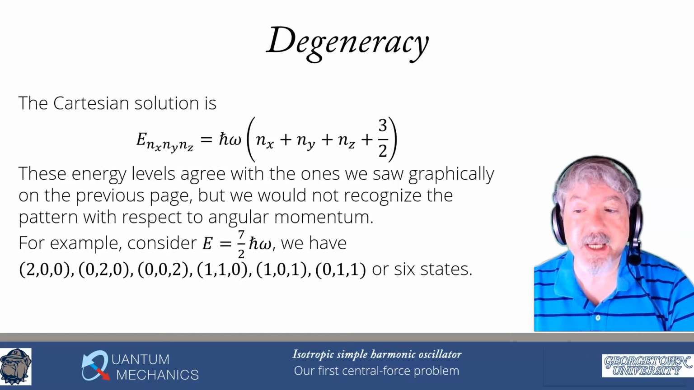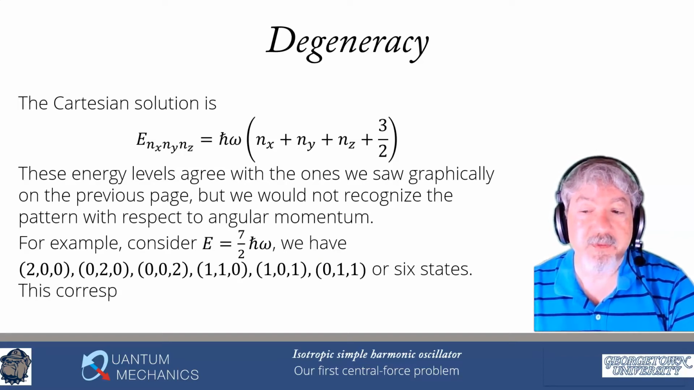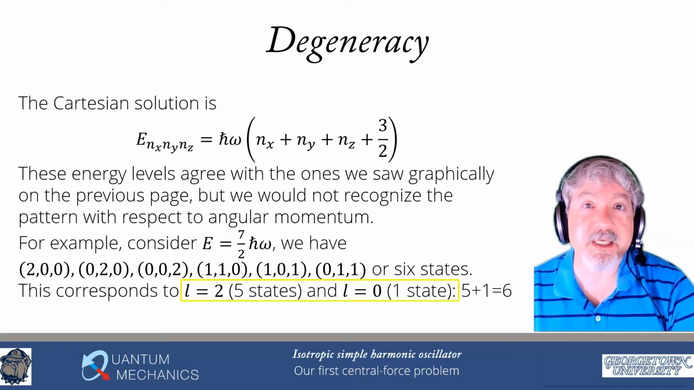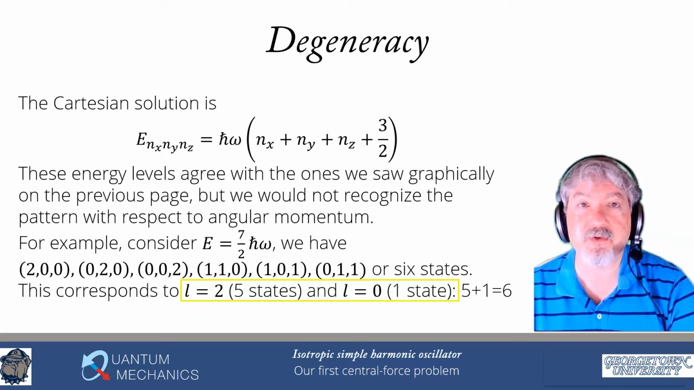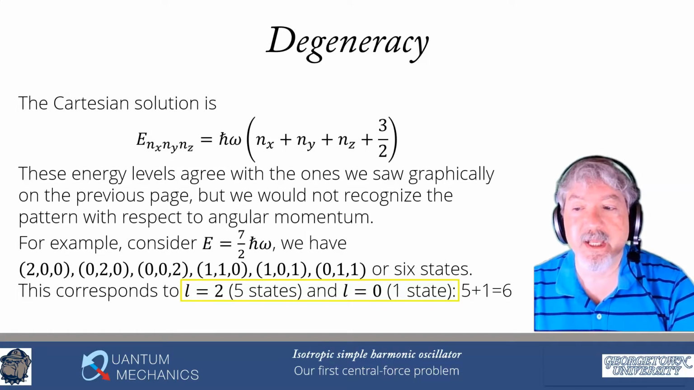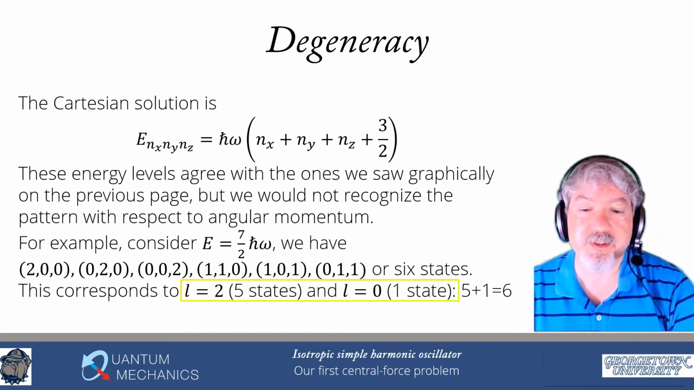If I look at it instead in terms of angular momentum, there also had better be 6 different ways of doing that. And indeed there are. This corresponds to the case with L equals 2 and the case with L equals 0. L equals 2 has 2L plus 1 states. Those are the different M states that are degenerate. And 2L plus 1 for L equals 2 is equal to 5. So there are 5 degenerate states for L equals 2. And there's 1 degenerate state for L equals 0. So the total degeneracy is 5 plus 1, which is equal to 6. And so you can see that we actually get the same degeneracy.